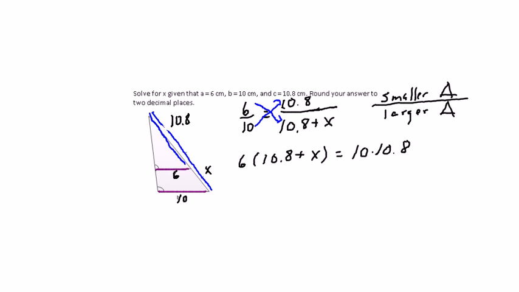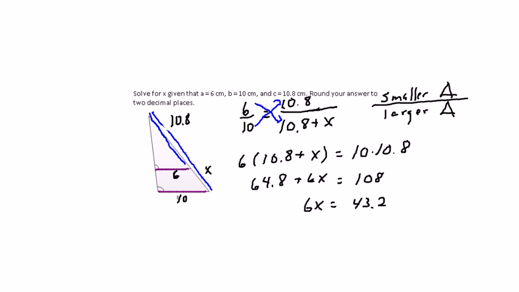So 6 times 10.8 is 64.8. So I have 64.8 plus 6X. On the right, we have 10 times 10.8, or 108. Subtract 64.8 from both sides of the equation. So we have 6X is 43.2.